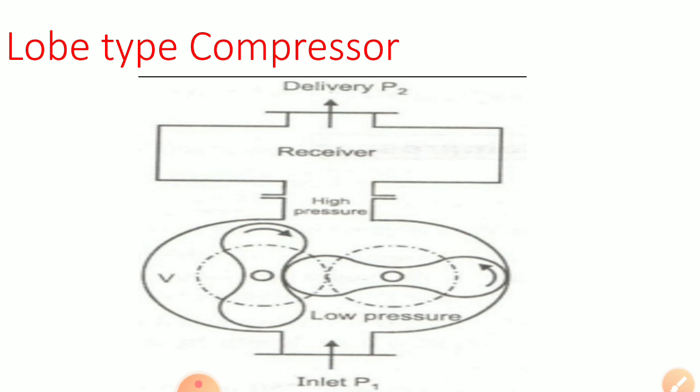So here, the lobe type compressor consists of two rotors which are driven externally, in which one is connected to the drive and the second one is connected to the gear. In this figure we see that it consists of two rotors which are driven externally, and one is connected to the drive and the second one is connected to the gear.